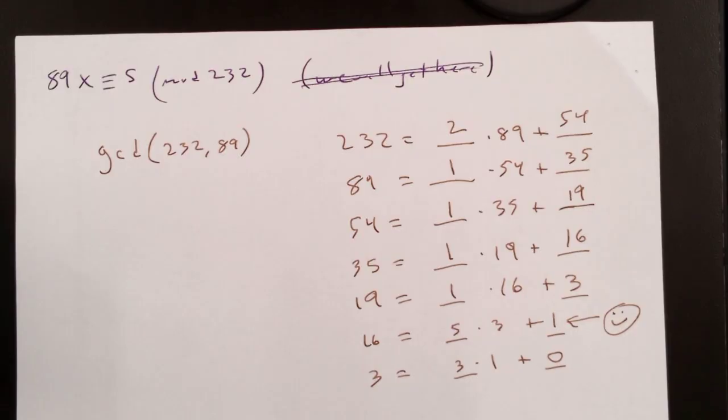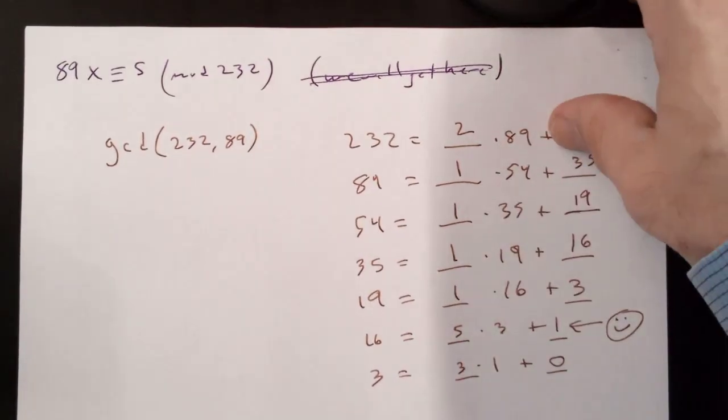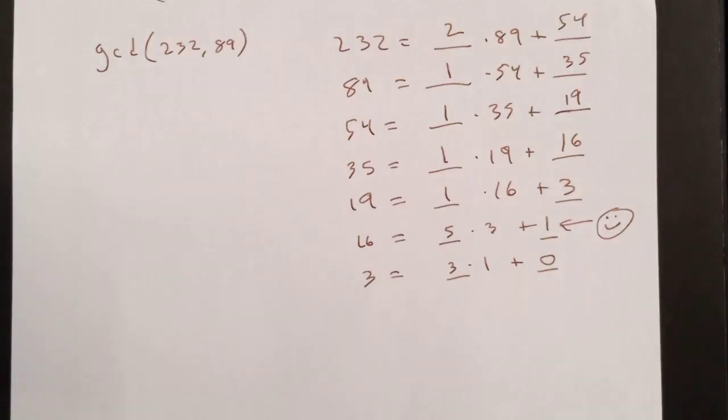Now for the crappy part. This wasn't the crappy part. No, this was the easy part. Now I have to do what we were doing last time and work this backwards. I need you to write 1 as some number of 232s plus some number of 89s. And that requires me to rewrite each of these and use them and regroup.